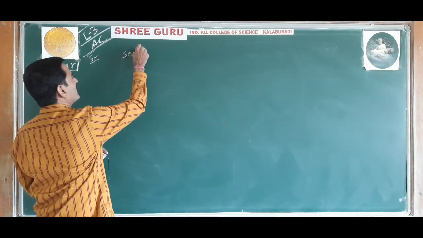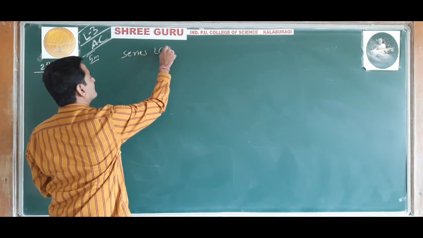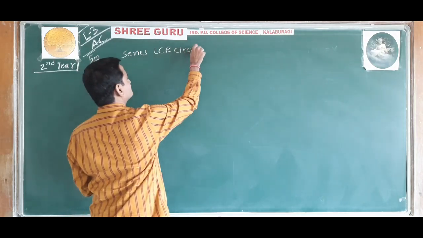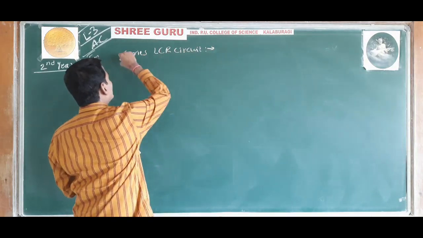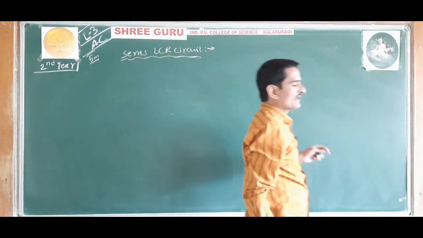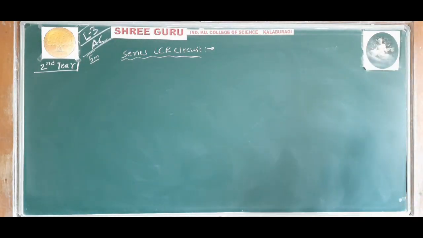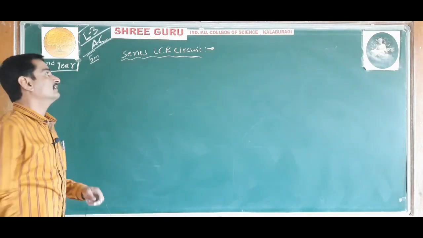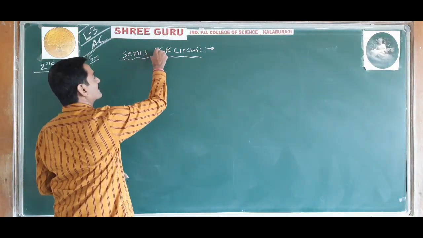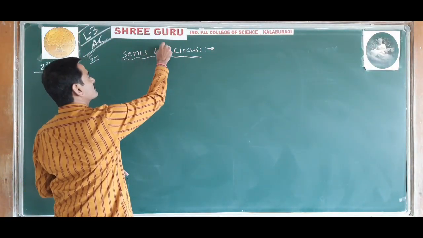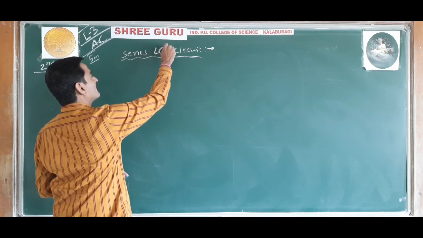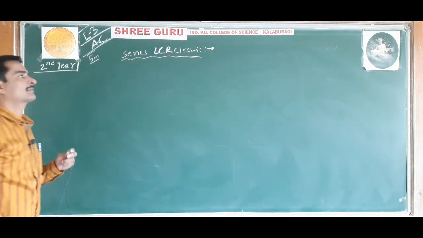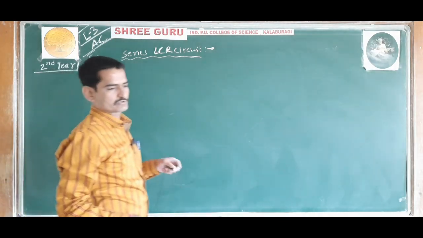I will write the heading as series LCR circuit. Now we have to find the opposition offered by the circuit containing inductor, capacitor and resistor. Understood? Okay.